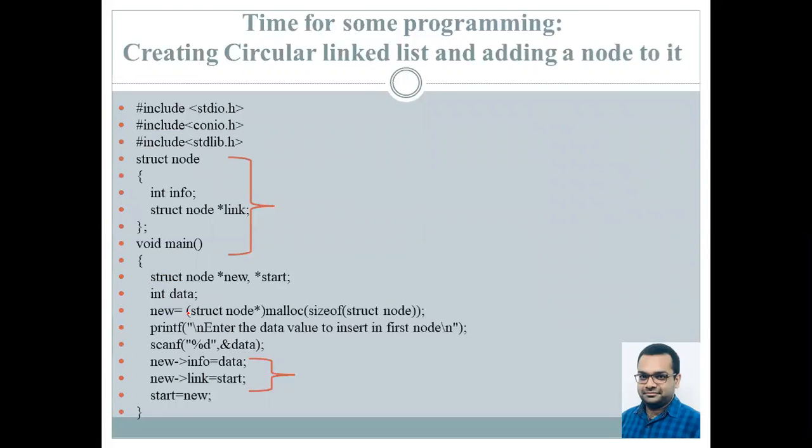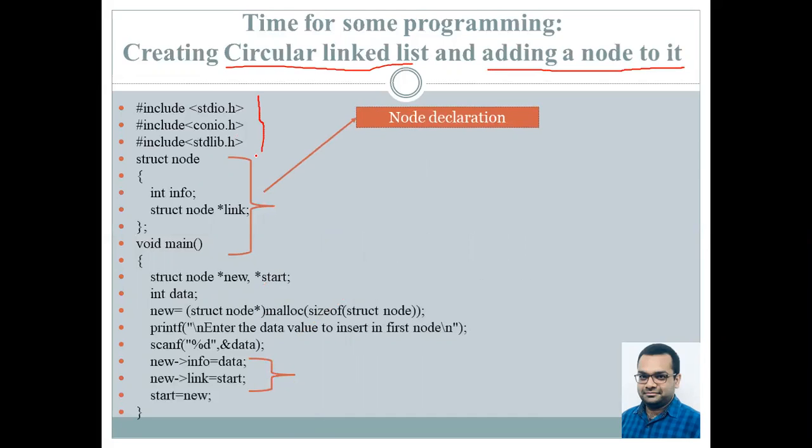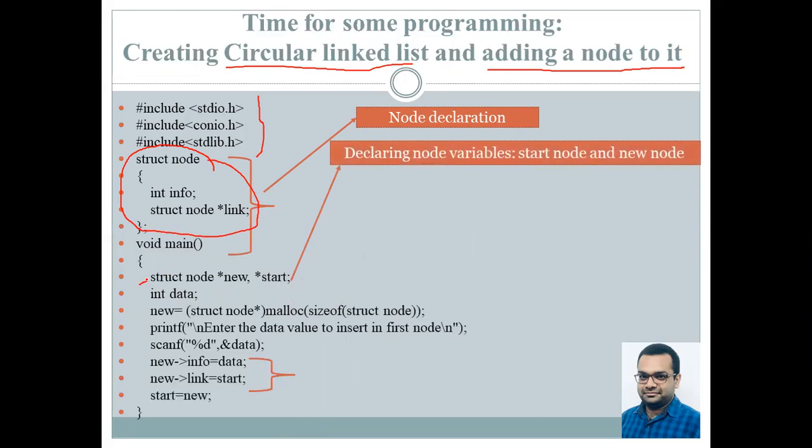So here it is time for some programming. We are creating a circular linked list and adding a node to it, maybe you can say it is the first node. As you can see, these are the header file declarations, and this is the node declaration. Then comes our main function. Inside the main function, we declare the node variables, start and new.